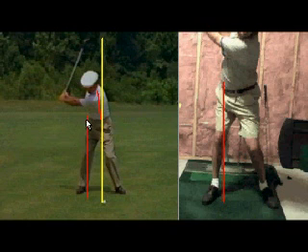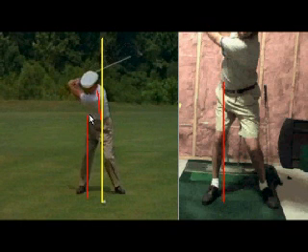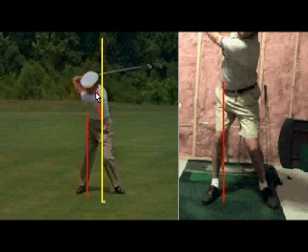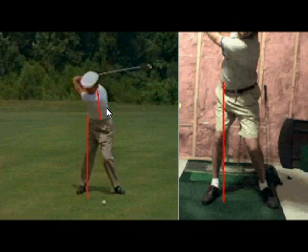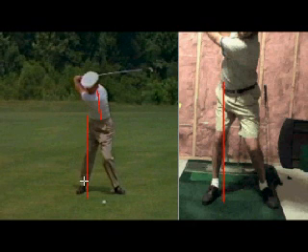As you can see, the ideal position is staying on that line, turning around your spine. You can see Hogan's spine angle. The top of his swing is identical to where it was at address. And if we look at this, this is the interesting part. Notice how he has the appearance of having a slight tilt away from the target.